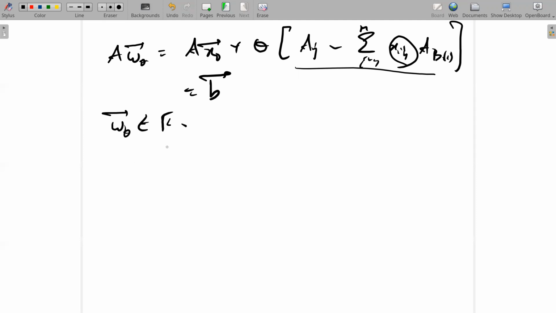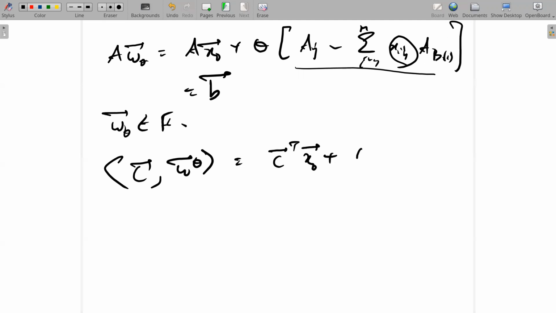Now we have to compute the cost. So what happens to C inner product with W theta, or C transpose W theta? This is nothing but C transpose X naught plus theta times Cj minus summation i equals 1 to m Xij Cbi. So this is the modified cost. We had already computed this, or you can directly compute it by looking at what C transpose Aj looks like.